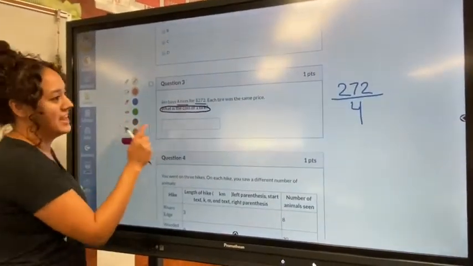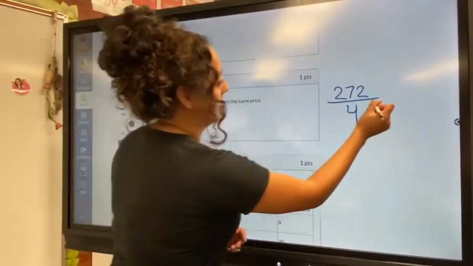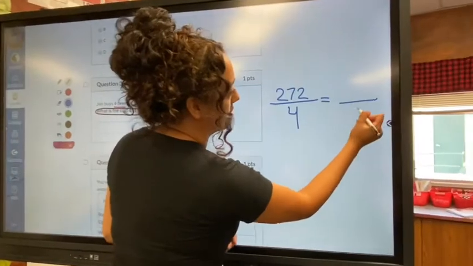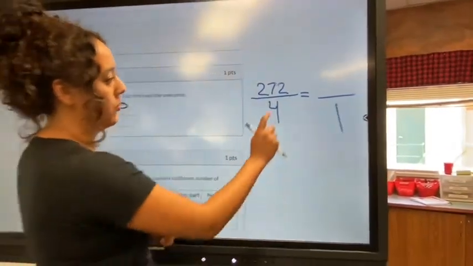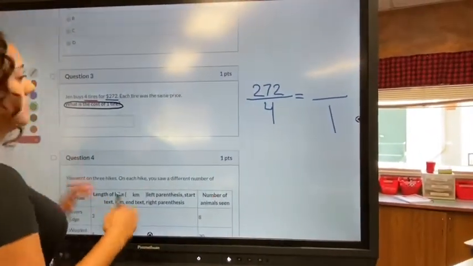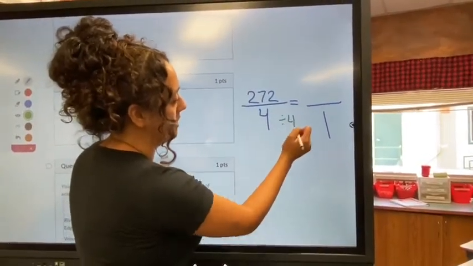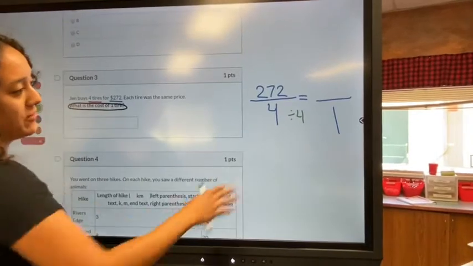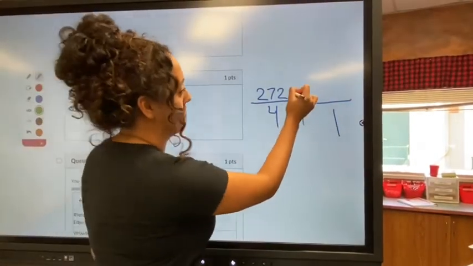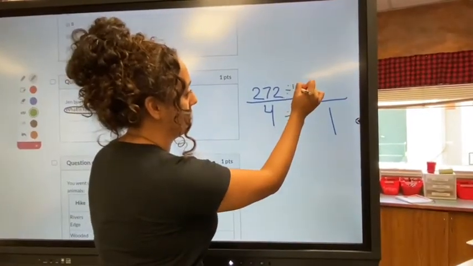All right, so now I need to think. I need 1 tire at the end of the day. So what can I divide 4 by to give me 1? 4. And then whatever I do to the bottom, I do to the top. So that means I need to divide 272 by 4.